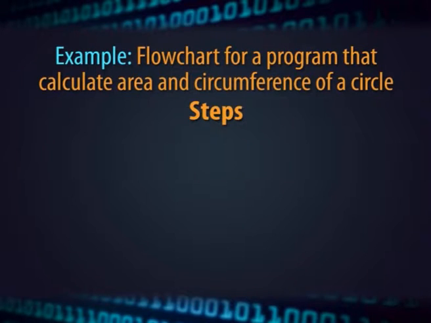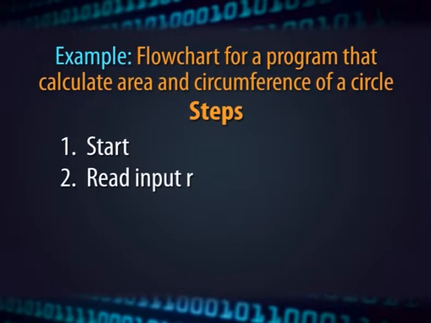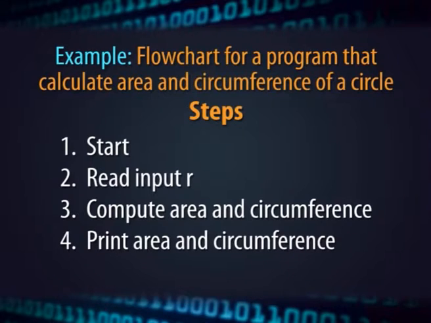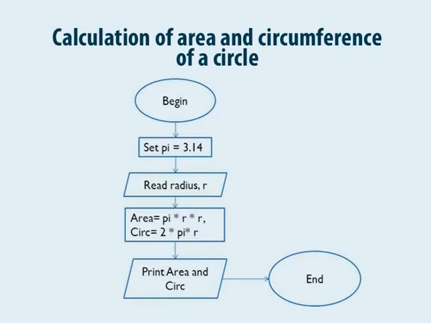Example: design a flowchart for a program that calculates the area and circumference of a circle. The following steps show the calculation to find area and circumference. 1. Start. 2. Read input R. 3. Compute area and circumference. 4. Print area and circumference. 5. Stop. Here ovals are used for the start and end of the flowchart.